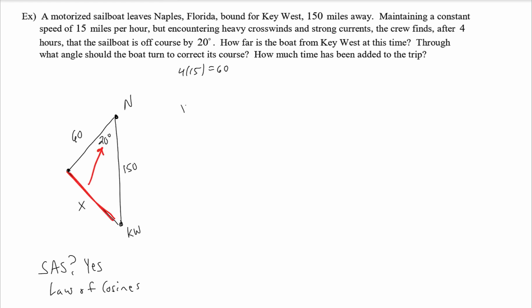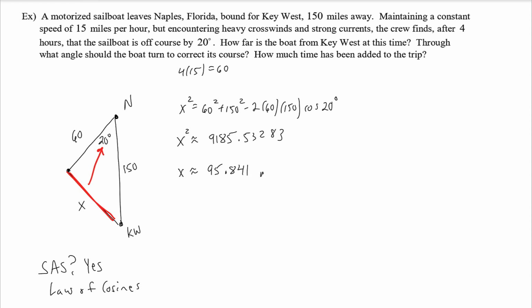So it's going to be x squared is 60 squared plus 150 squared minus 2 times 60 times 150 times cosine of the angle opposite. So x squared is going to be, well, let's see, you can just type this all in the calculator. 9185.53283. So if I square root that, ignoring the negative, so almost 96 miles away from Key West at that point.